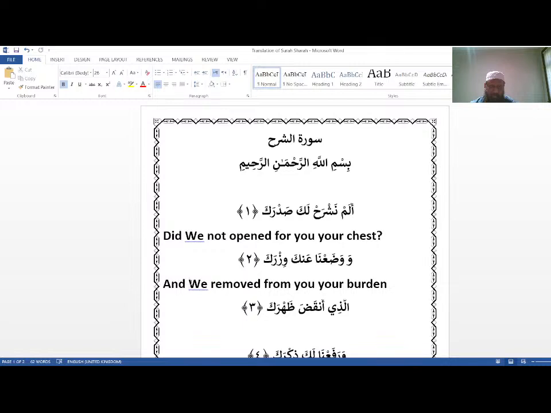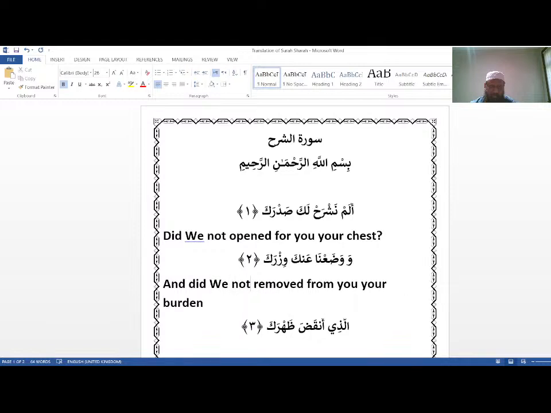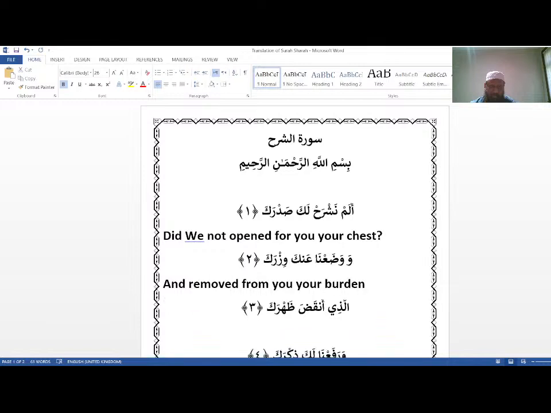And did we not? Okay, and did we not remove from you your burden? Going to do atf on the first ayah. So every ayah will be a question, doing atf from the first. Or if we want to do separate ayat, we can do as it is. And we removed from you your burden.